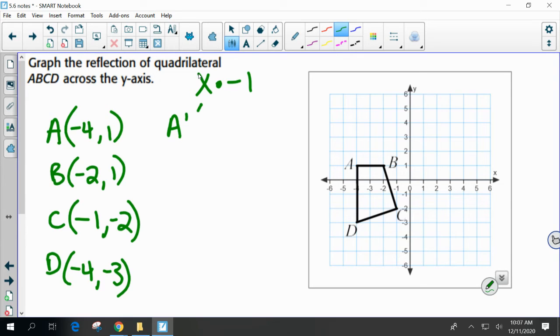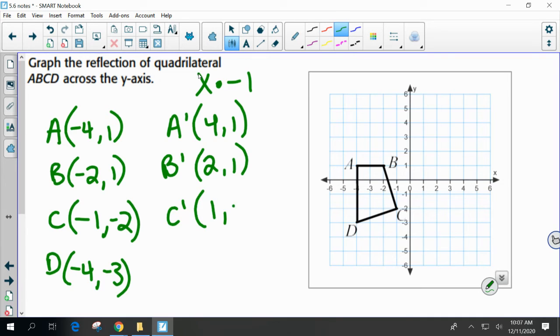So then I have to take all of my x coordinates and change the sign. So A prime is going to become +4, 1. B prime would be +2, 1. C prime, +1, -2. And D prime would be +4, -3.